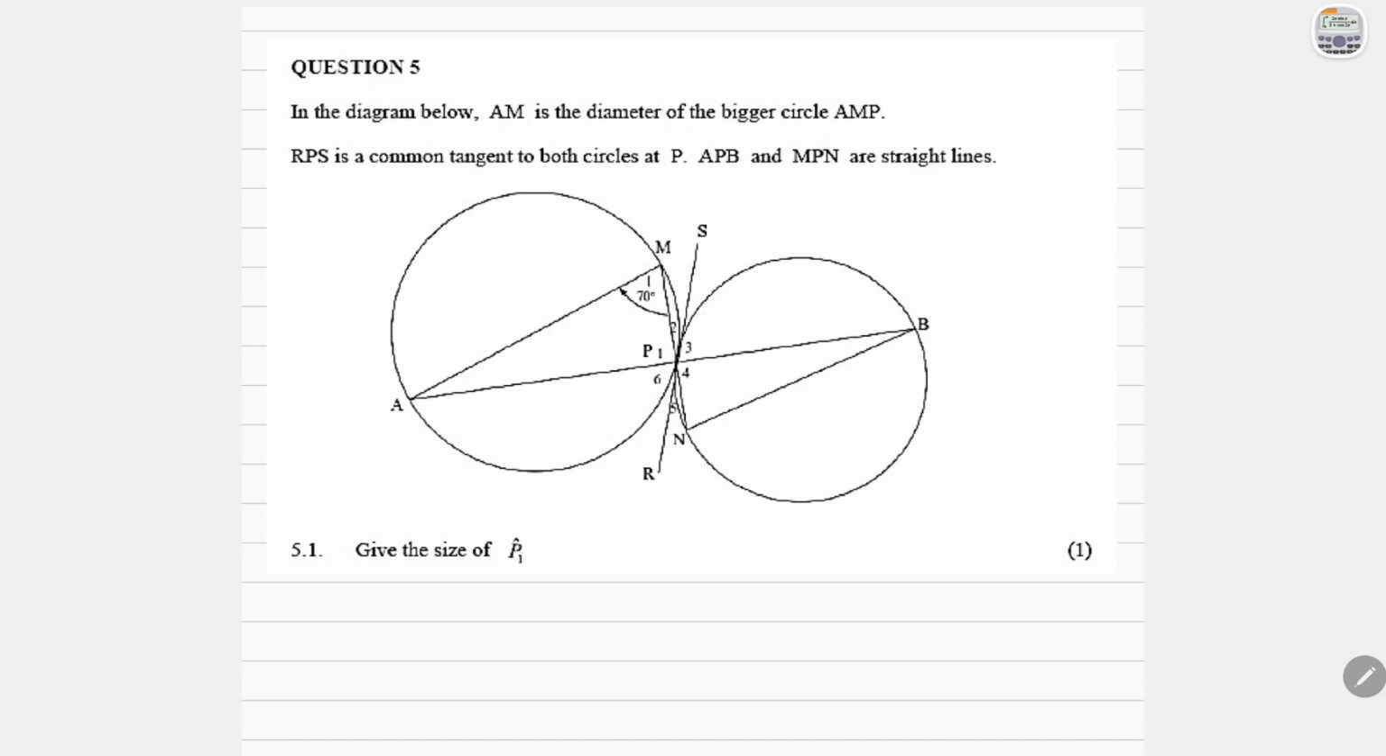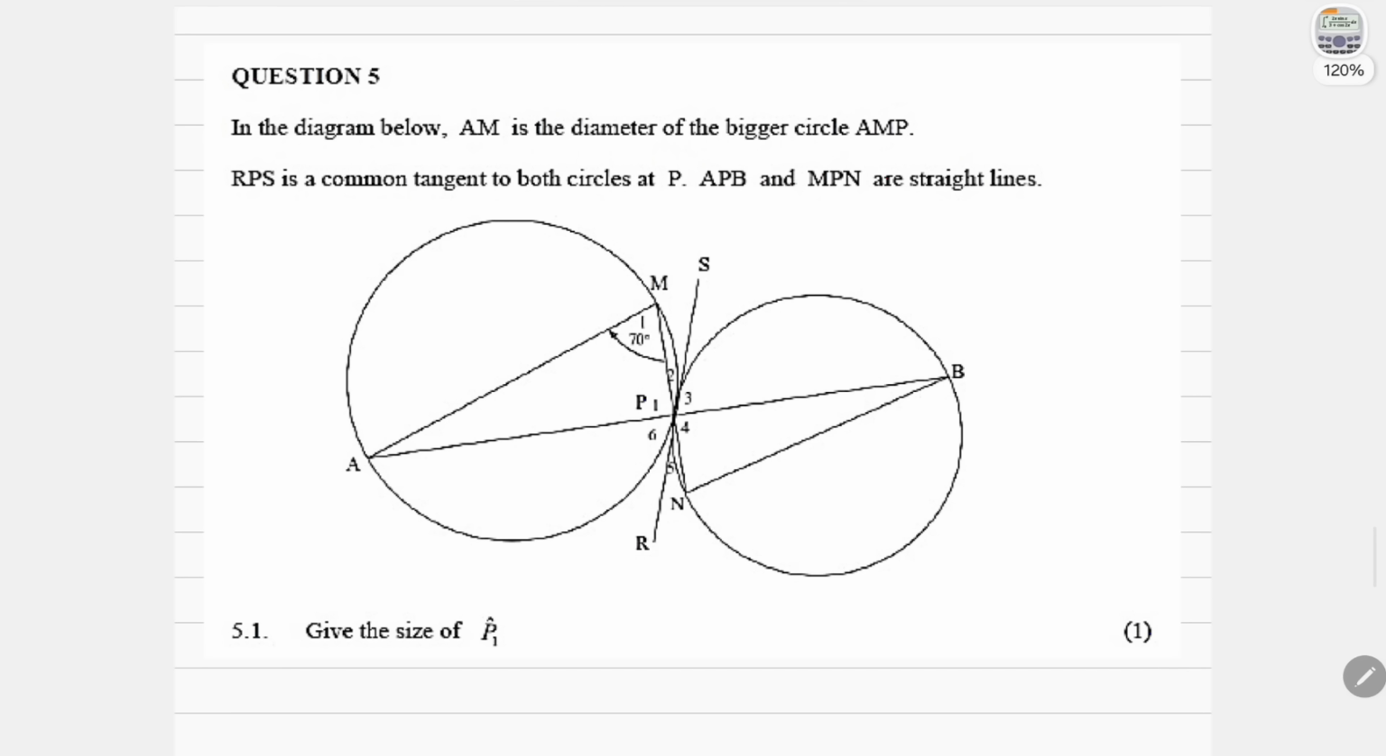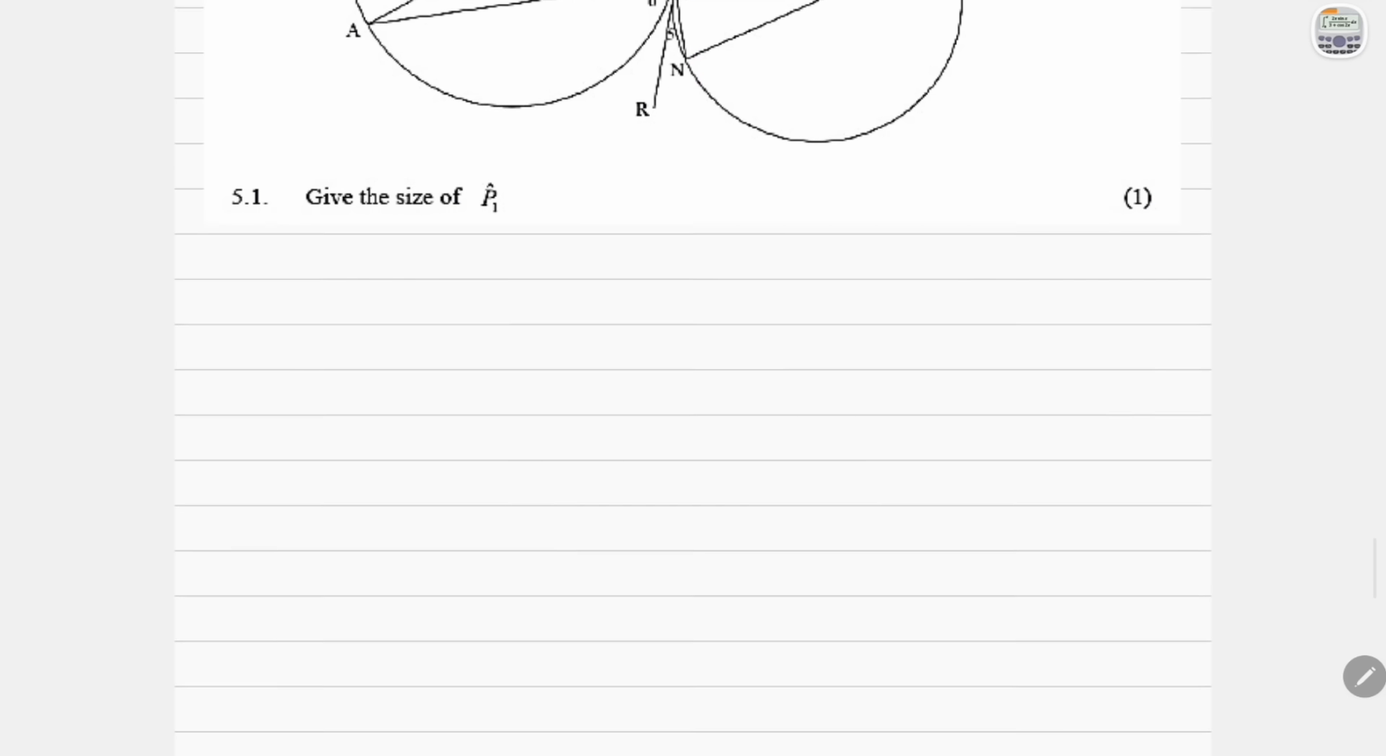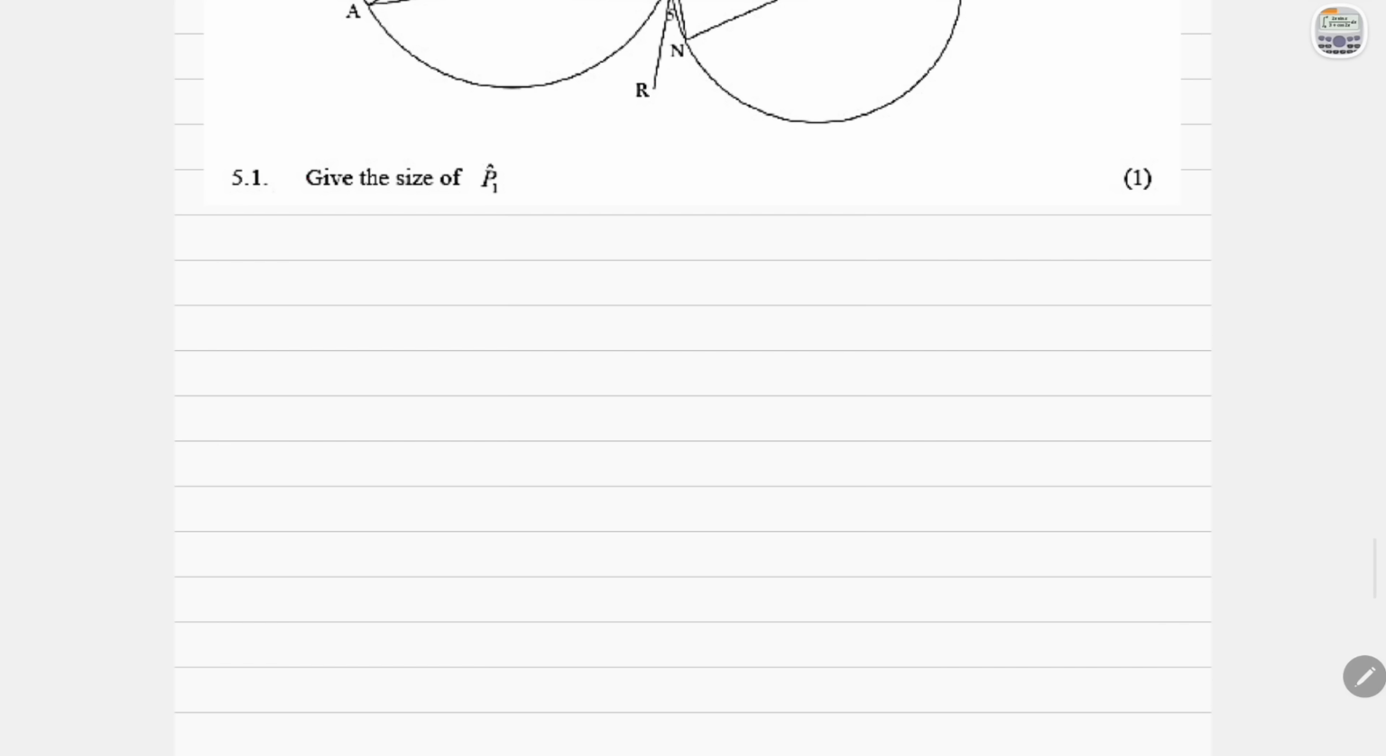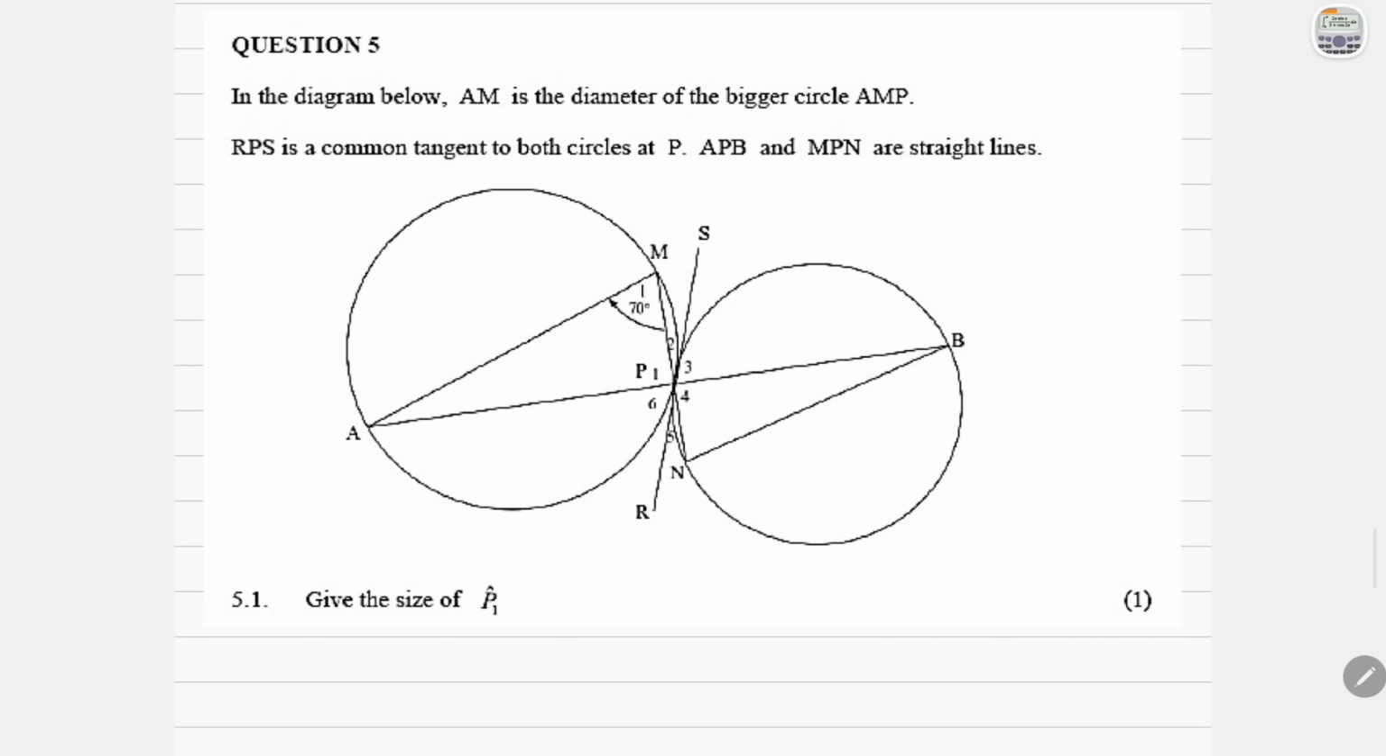Question 5 says, in the diagram below, AM is the diameter of the bigger circle AMP. RPS is a common tangent to both circles at P. And then we are also told that APB and MPN are straight lines. 5.1 says, give the size of angle P1.